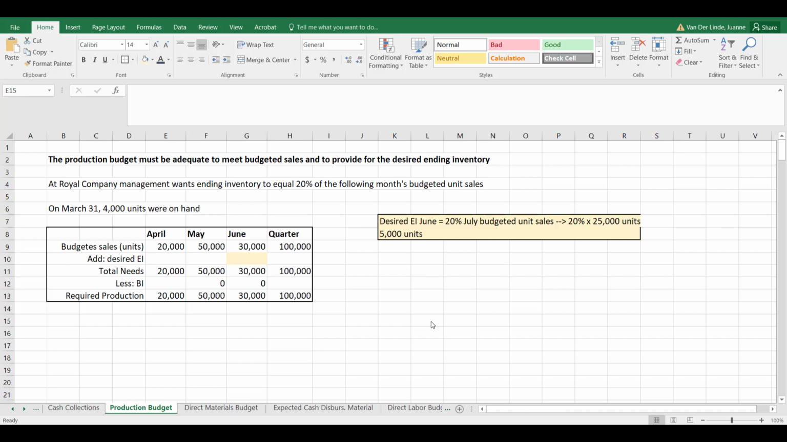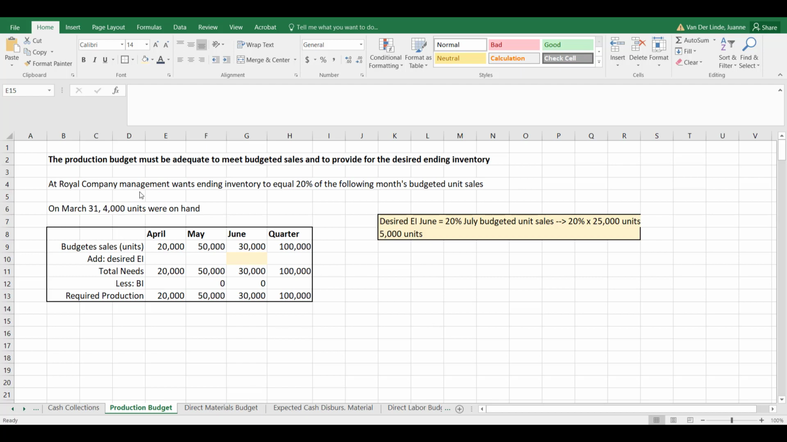Next is our production budget. So here is where we're going to estimate how many units we anticipate we will need to produce to not only meet our budgeted sales figure in units for the month and the quarter, but also to have a certain amount of desired ending inventory left over. So this is what the production budget will help us to determine.